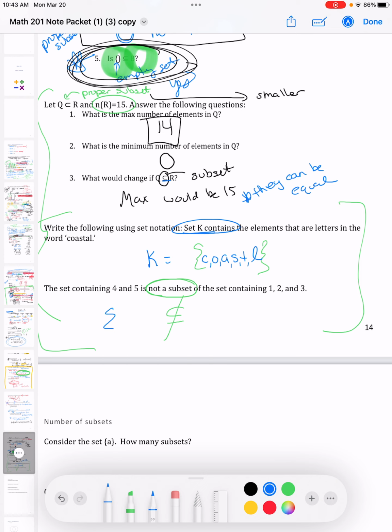All right, the set containing 4 and 5 is not a subset of the set containing 1, 2, and 3.